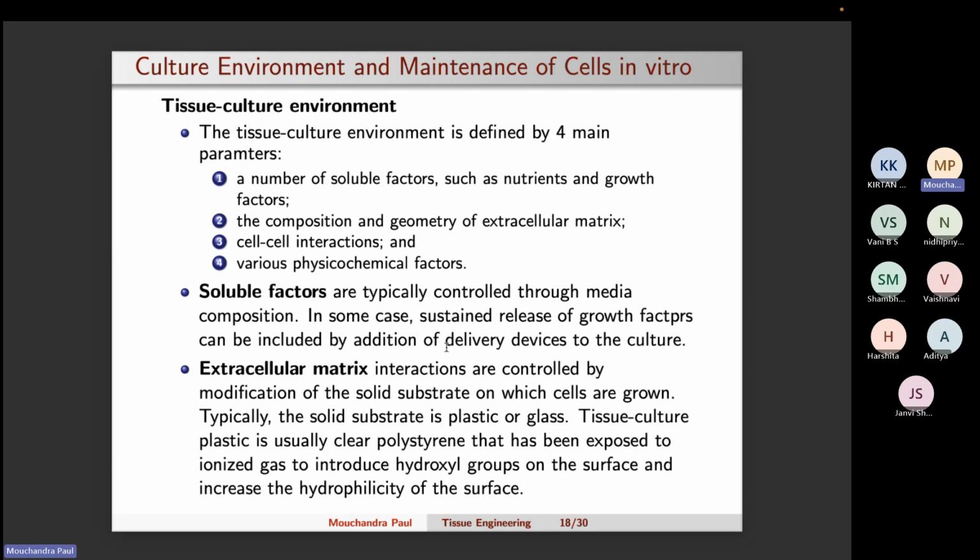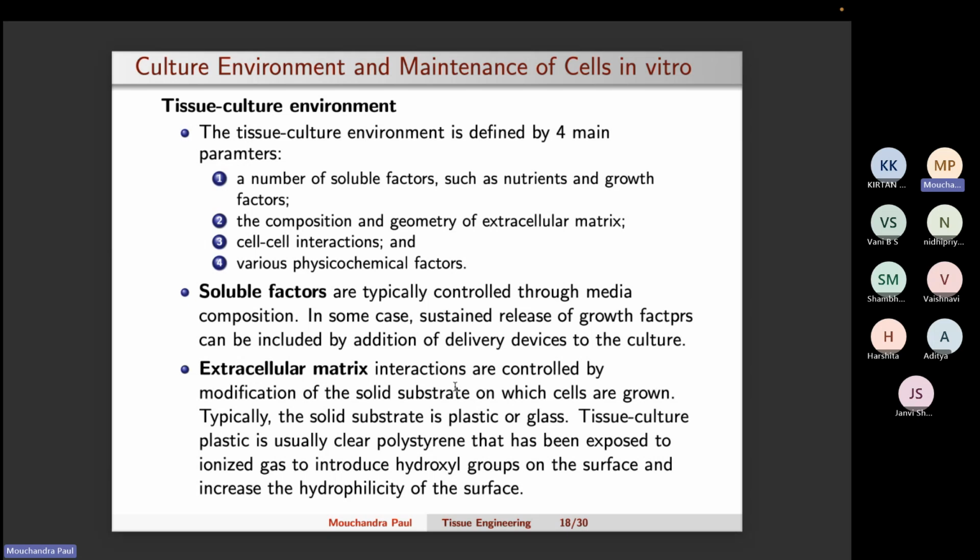you have seen how the growth factor concentration decreases from the signaling cell until it reaches the target cell through diffusion. If you want to mimic that kind of condition, then you can use vehicles in which the growth factors are encapsulated, and through the pores of these vehicles there is a very slow release of growth factors. You can also do that.